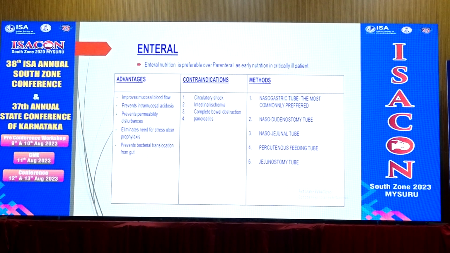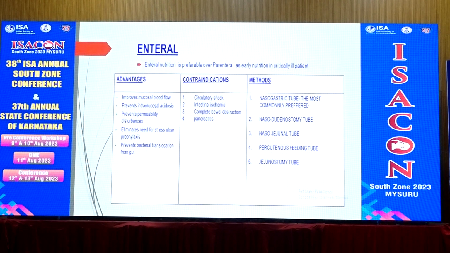Enteral route. Coming to the enteral route, enteral nutrition is preferred over parenteral as early nutrition in critically ill patients. Advantages of the enteral route are that it improves mucosal blood flow, prevents intramucosal acidosis, prevents permeability disturbances, eliminates the need for stress ulcer prophylaxis, and also prevents bacterial translocation from the gut. Contraindications: circulatory shock, intestinal ischemia, complete bowel obstruction, and pancreatitis are contraindications for the enteral route.